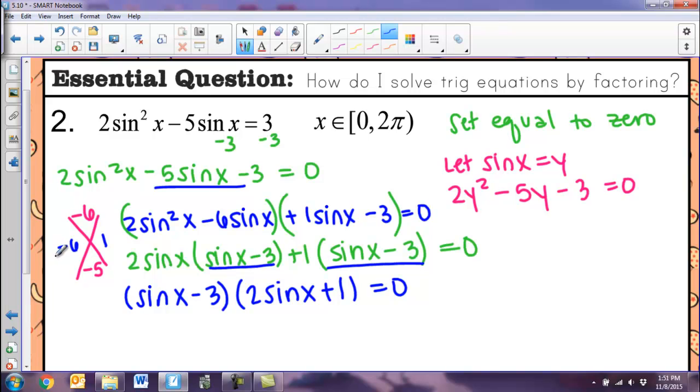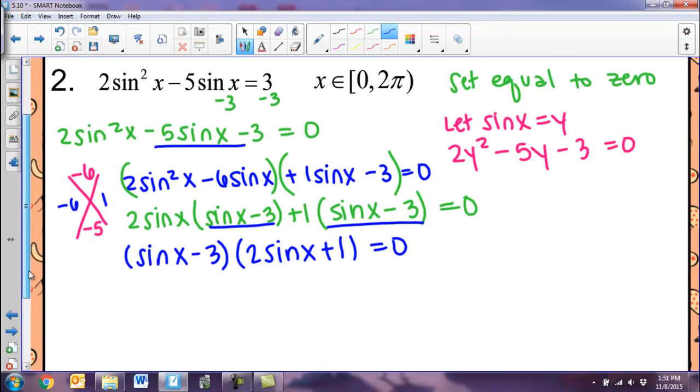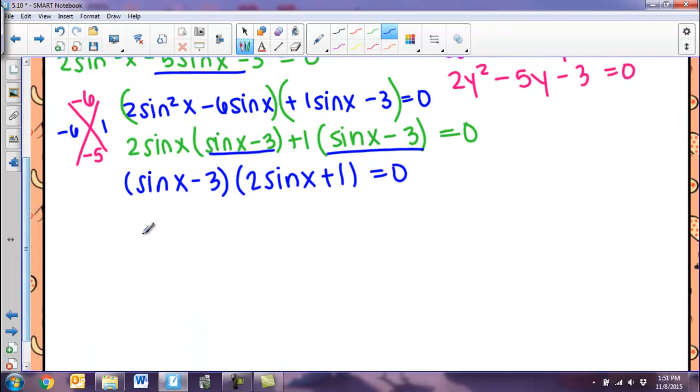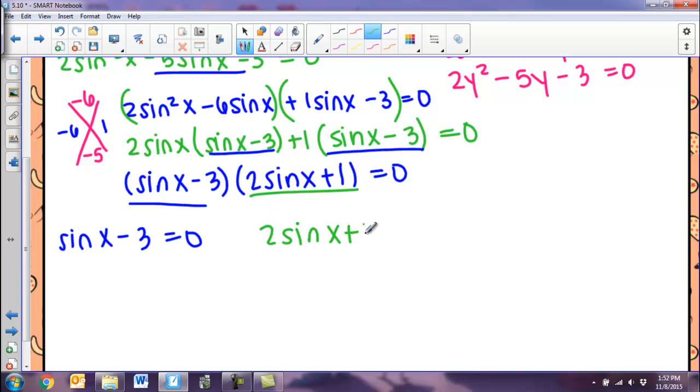At this point now, you can set each term equal to 0, each of your factors equal to 0, and then you can find all those general solutions. So if I take this guy and set him equal to 0, and then I take this one and I set him equal to 0, I'll find all of my solutions to this expression.